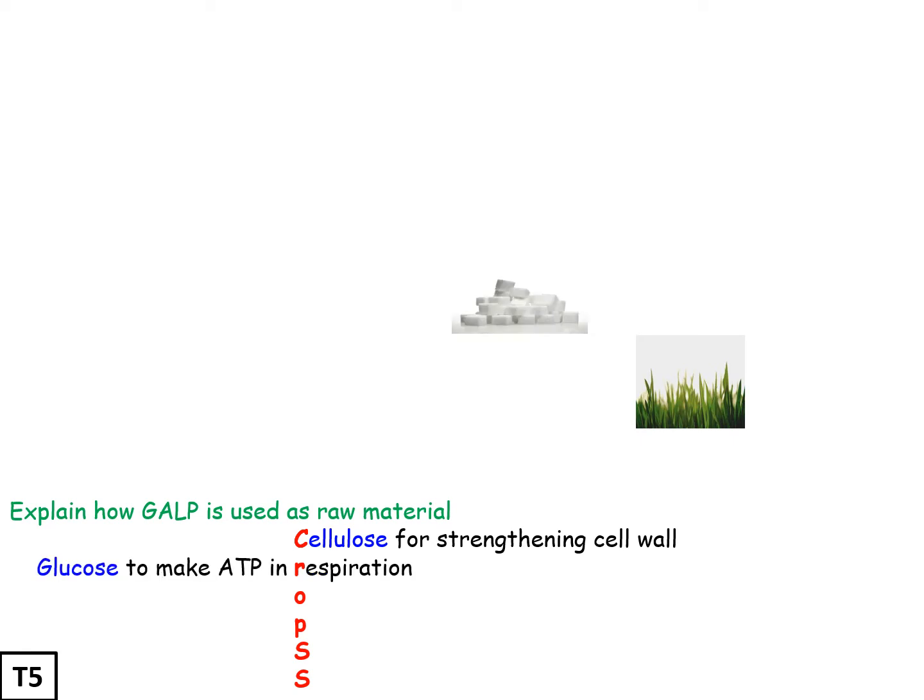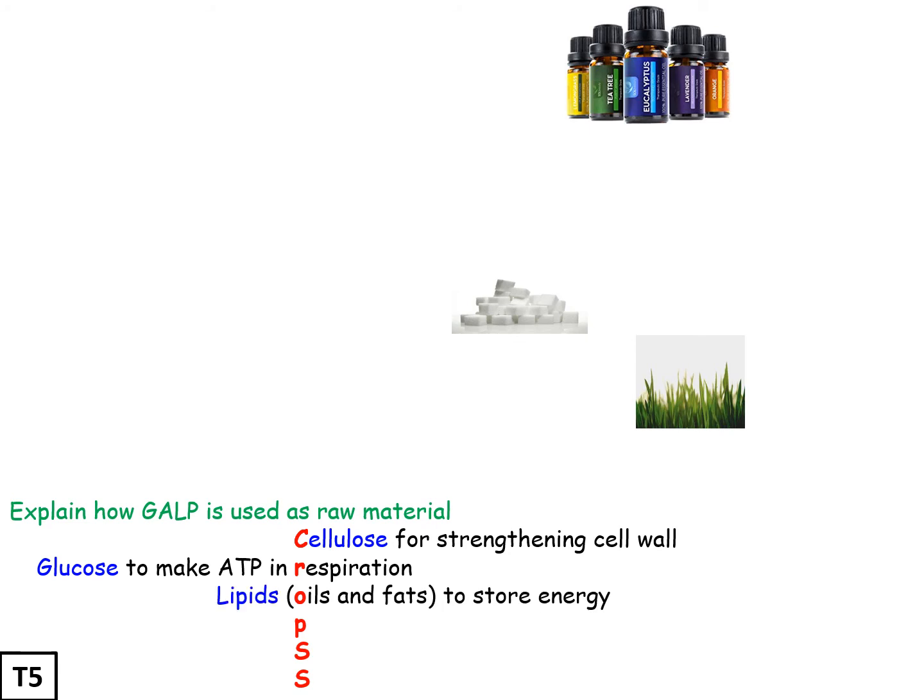It could also be used in respiration because it could be used to make glucose, and that glucose is then used to make ATP. GALP could also be used to make oils and fats, which are collectively known as lipids, and that's the use of storing energy.